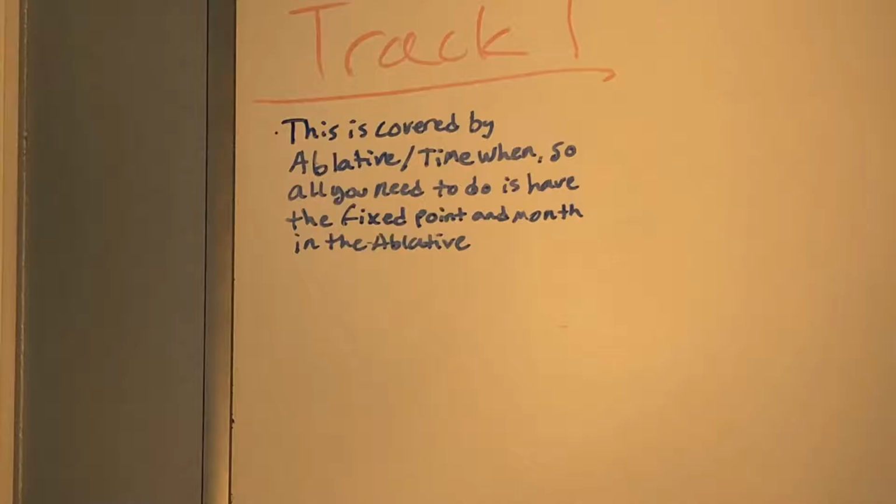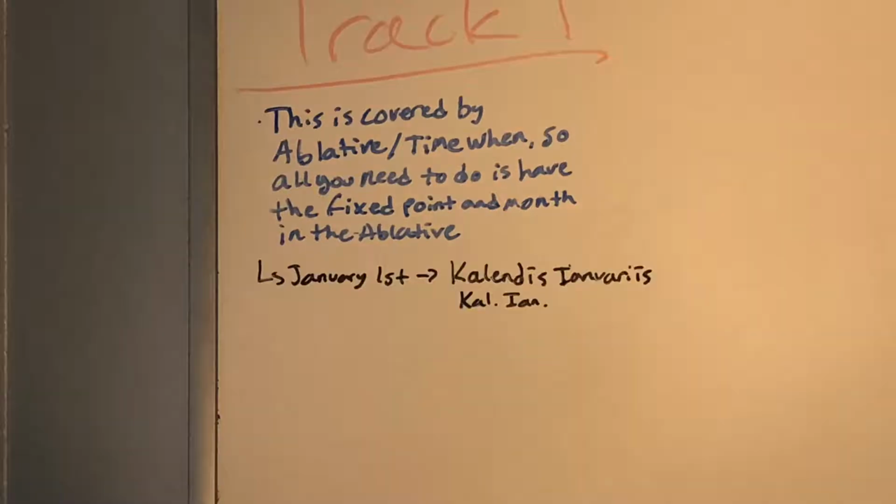Let's begin with track 1, which is when the day falls on one of the fixed points, either the nones, the calends, or the Ides. Here, all you have to do is put both the fixed point and the month into the ablative, because this is governed by ablative of time when. Here are some examples. We'll start with January 1st, the calends of January. This would go into Latin as calendis Januariis.